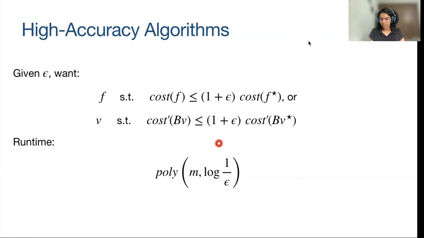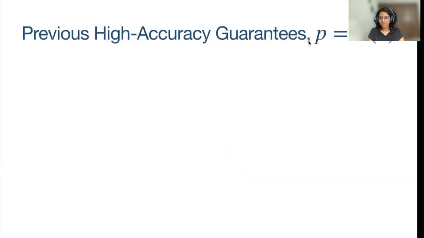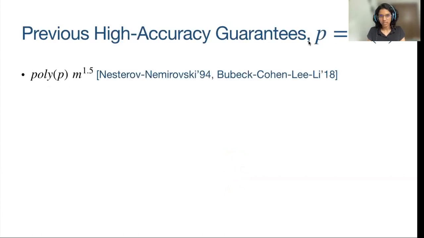When the epsilon dependence is log 1 by epsilon, we consider it to be a high accuracy solution. Some previous high accuracy guarantees involve the classical interior point methods by Nesterov and Nemirovski. These methods require square root m iterations, where m is the number of edges in the graph, and each iteration is solving a weighted linear system. And the dependence on P is polynomial in P.